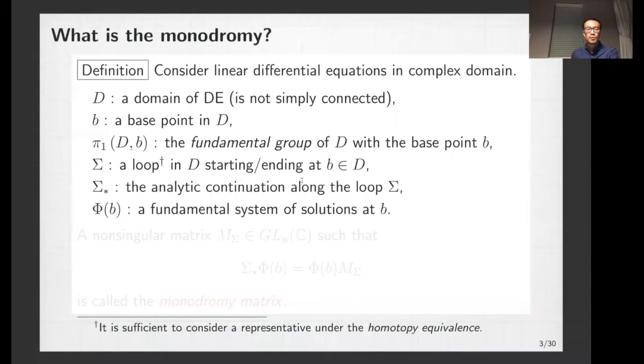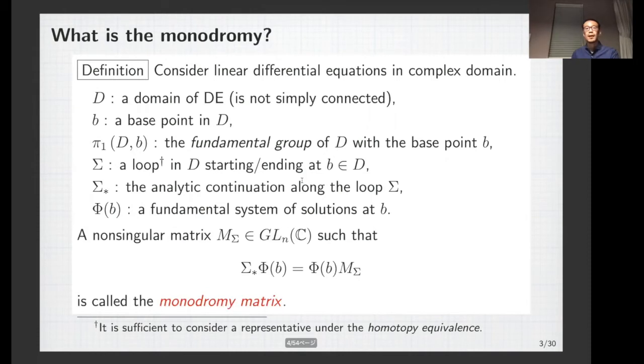And then, by using this formula, we consider the analytic continuation of complex variable functions. Also, we denote by Φ(B) a fundamental system of solutions at the base point B. By using these notations, there exists a non-singular matrix M(σ), an element of the complex general linear group, such that the push forward of the analytic continuation of the fundamental system of solutions is denoted by this formulation, which is called the monodromy matrix.